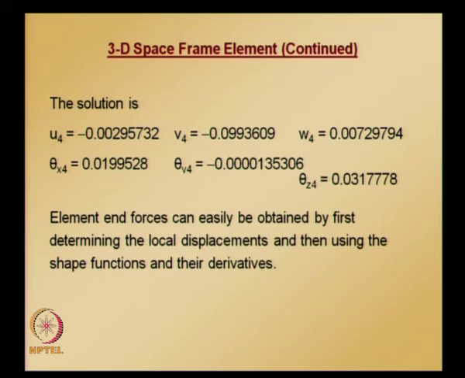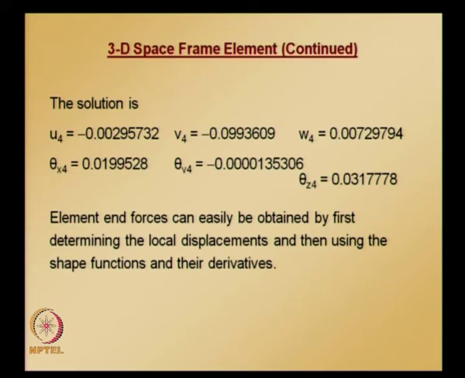Element end forces can easily be obtained by first determining local displacements and then using shape functions and their derivatives. Whatever values are given here are in the global coordinate system, so we need to calculate the corresponding values in the local coordinate system. Please note that we numbered the nodes such that element 1 goes from node 1 to node 4, element 2 goes from node 2 to node 4, and element 3 goes from node 3 to node 4.